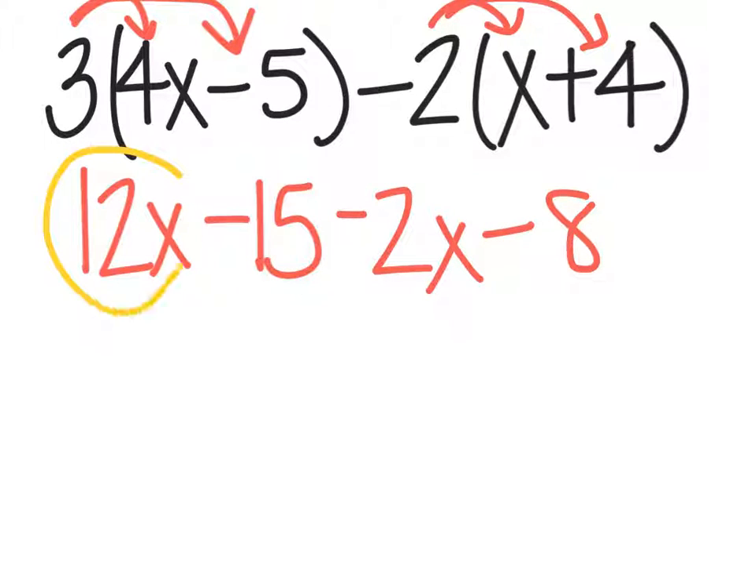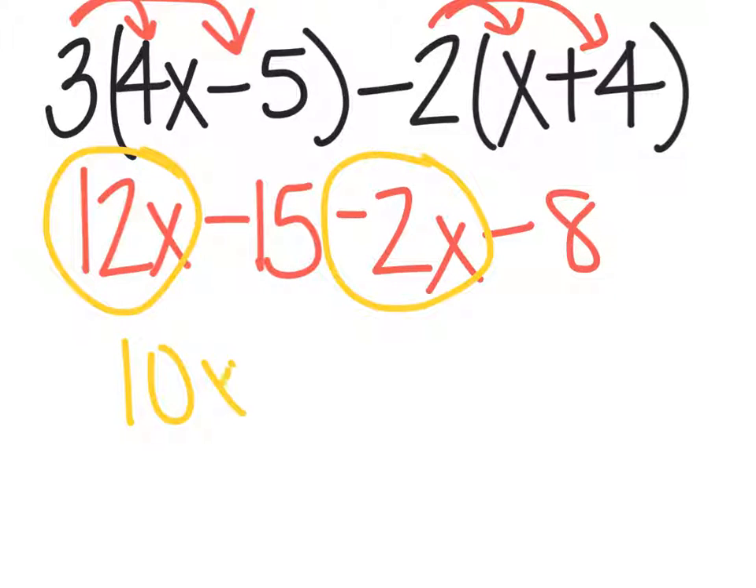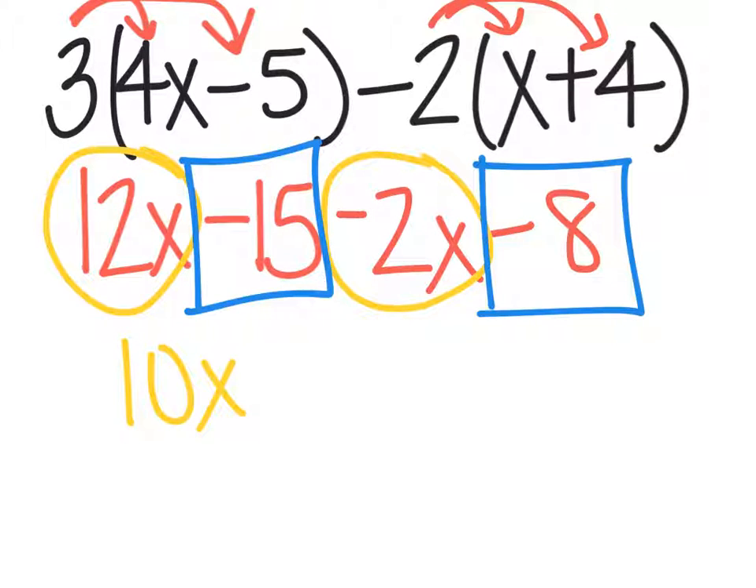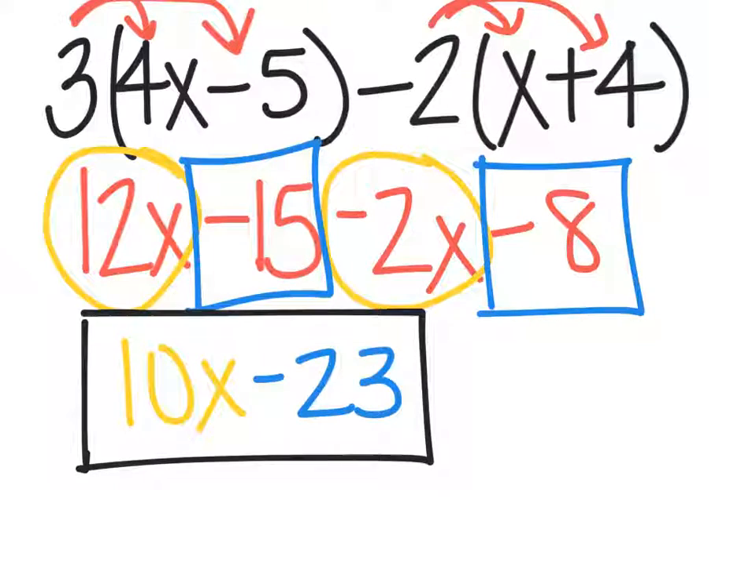So my like terms, 12x can go with negative 2x because they both have an x with them. So 12x minus 2x would be 10x. And then I have my minus 15 and my minus 8. Those go together because neither of them has a variable with them. Negative 15 minus 8 would be negative 23. So my final answer to this problem would be 10x minus 23.